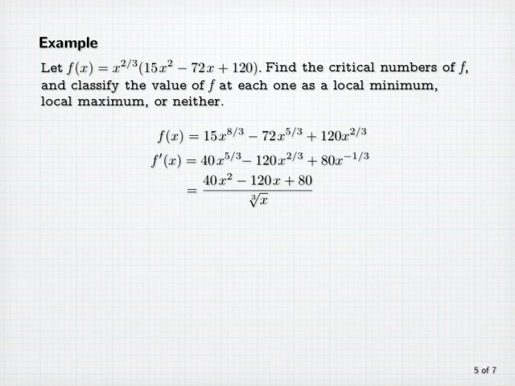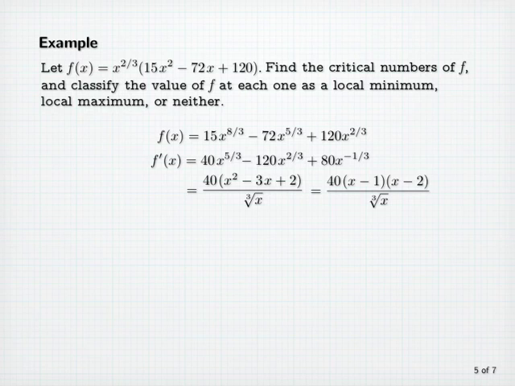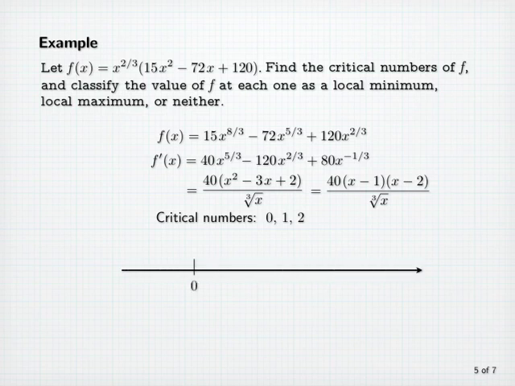Now we'll factor 40 from each term in the numerator, and then further factor the numerator into 40 times x minus 1 times x minus 2. Now we'll notice that f prime of x is 0 when x is 1 or 2, and it's undefined at x equals 0. So our critical numbers are 0, 1, and 2. Now let's make a sketch showing the sign of f prime near each of those critical numbers.